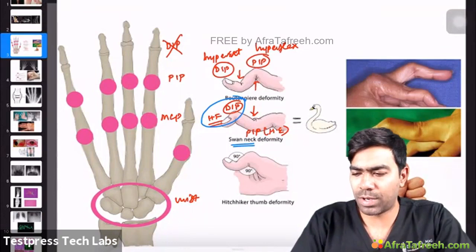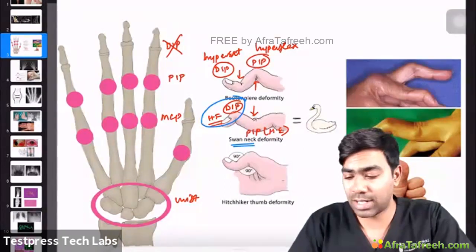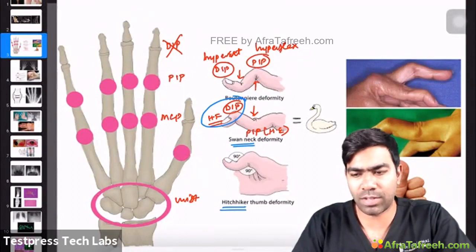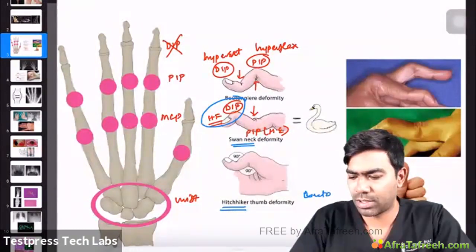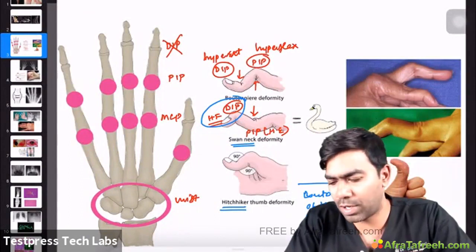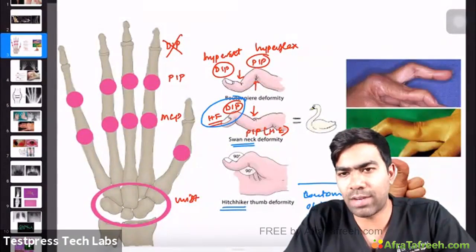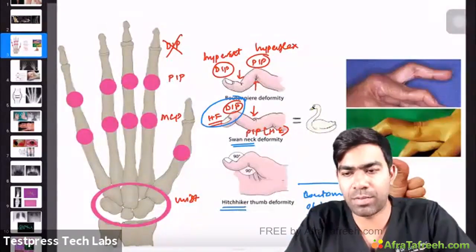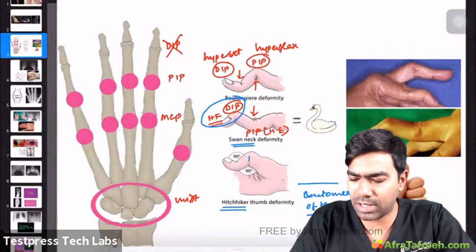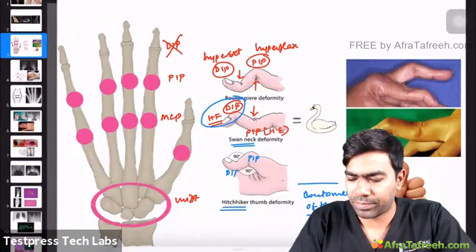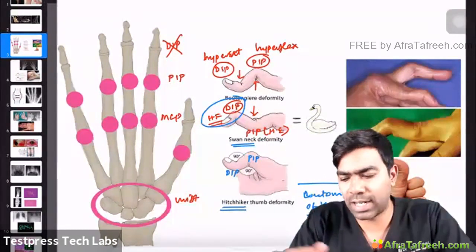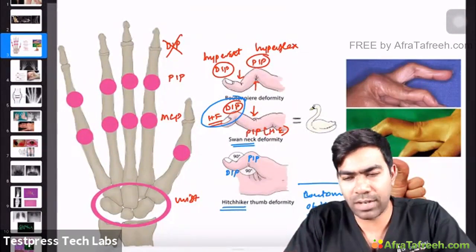To understand Z deformity, that is hitchhiker's thumb, Z deformity of the thumb, you can imagine like a sort of a boutonniere of the thumb. I'll tell you, boutonniere of the thumb is the hitchhiker's thumb, that is Z deformity of the thumb. So in the thumb, you don't have DIP and PIP. In the thumb, you have only one interphalangeal joint and a metacarpophalangeal joint. Here, the metacarpophalangeal joint, you can imagine like a PIP, even though it's not a PIP. Here, the interphalangeal joint, you can remember like a DIP.